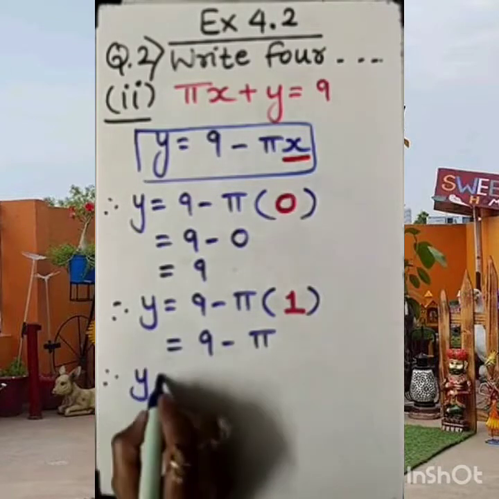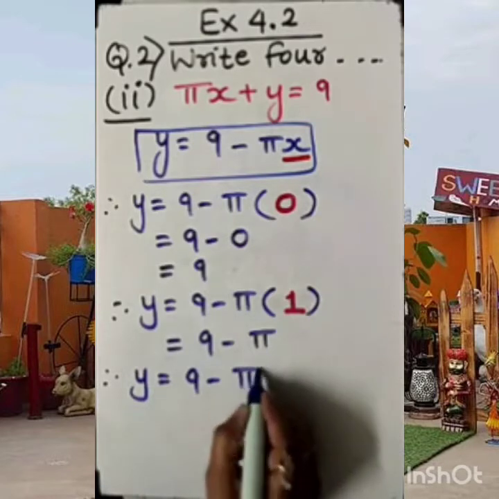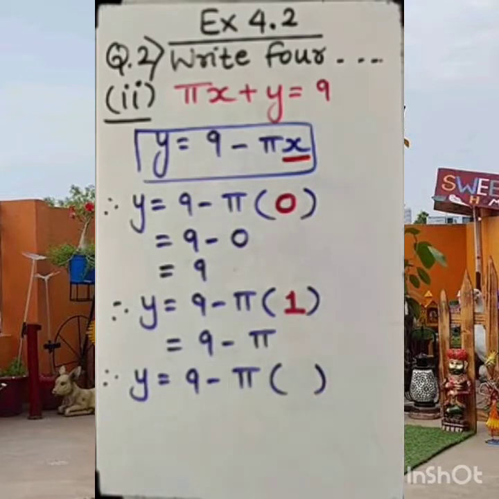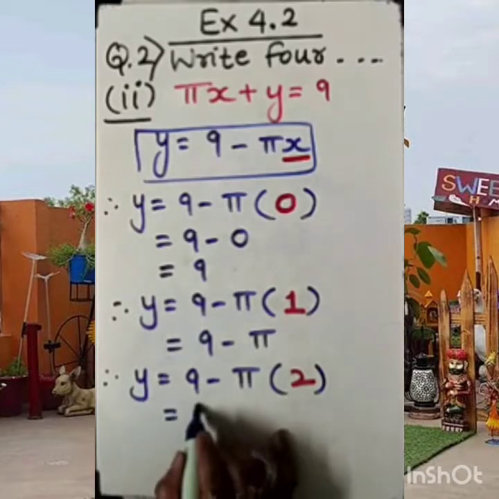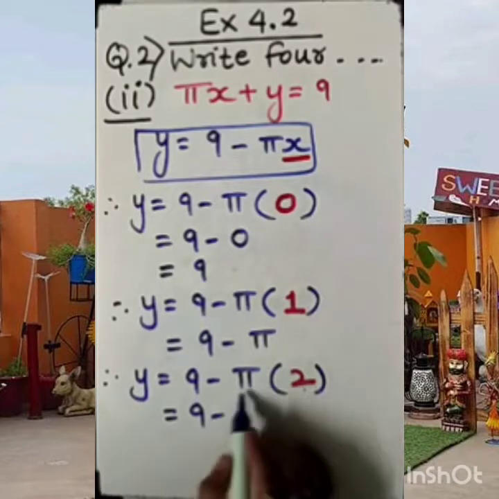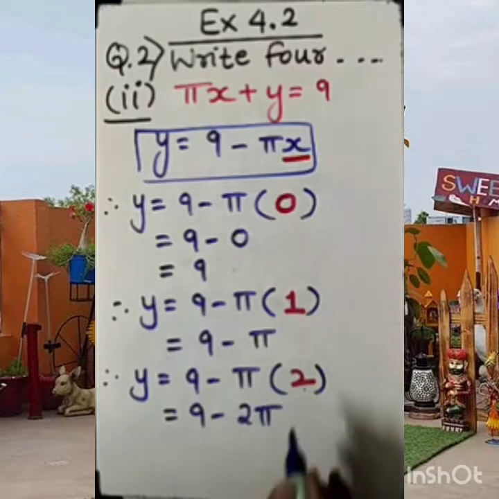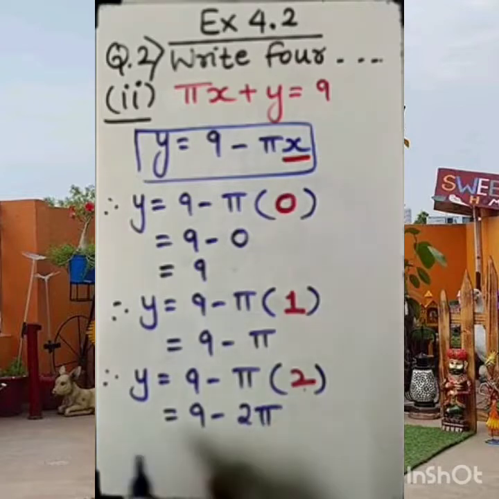Let's move with one more value of x. This time I want to go with the value of x that is 2. Suppose I am choosing 2, then what will be the value of y? So y will be 9 minus 2 into pi is 2 pi. So it is 9 minus 2 pi.